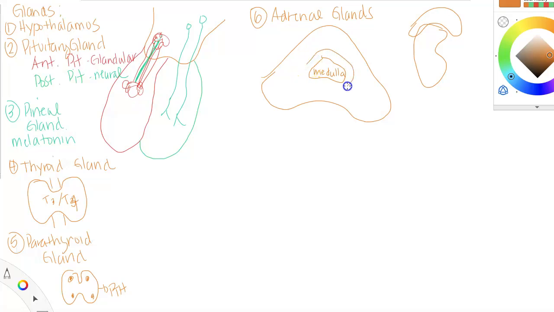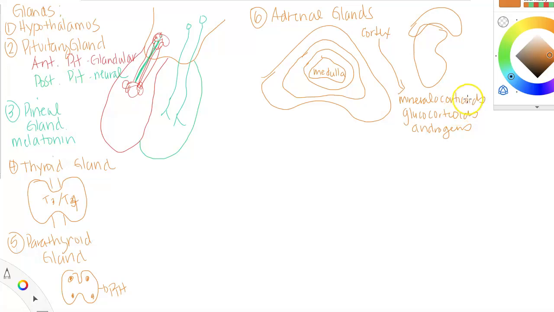And the outside here of the medulla has 3 layers, and this is called the cortex. And the cortex secretes what we call mineralocorticoids, glucocorticoids, and androgens. And we'll talk about all that when we get into the adrenal glands.